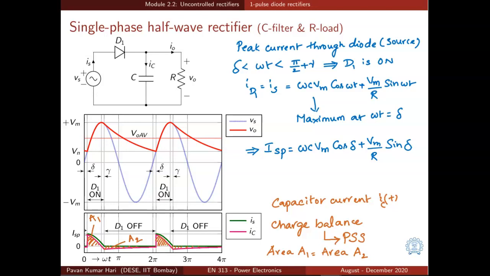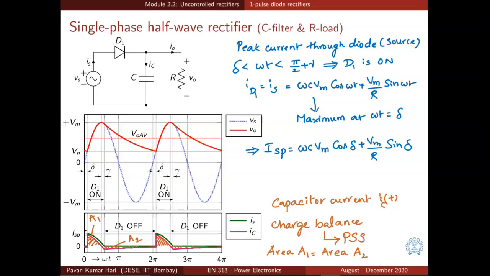As omega t increases, the value of this function decreases. So the very first instant of time at which this expression is valid will itself have the maximum value. That value we are designating as ISP, and ISP is equal to omega C Vm cos delta plus Vm by R sin delta.